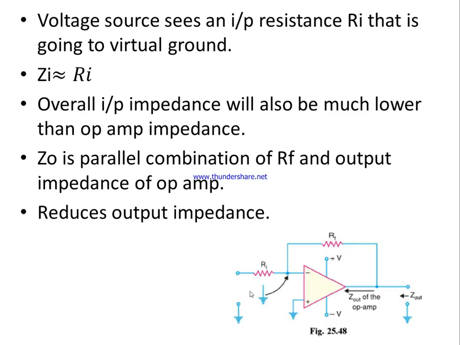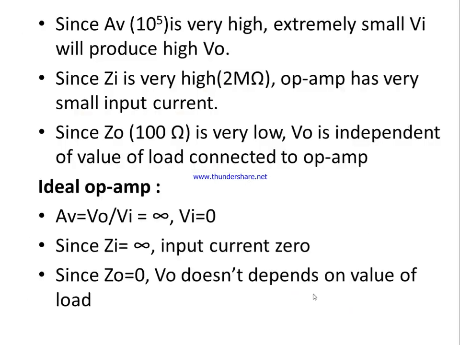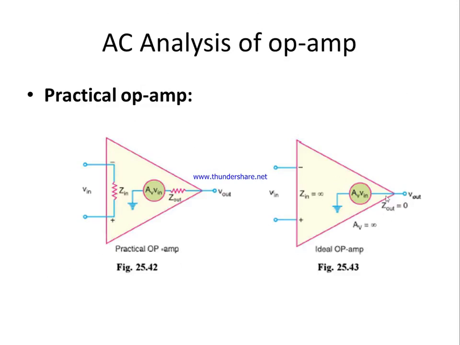Clear? Now, taking the case of output impedance, one terminal of the output impedance is connected to Vout, and the other terminal is connected to ground. Here, one end of the output impedance is connected to Vout, and the other end is grounded. This AV into VIN is the voltage that we are measuring. So the second end is grounded.